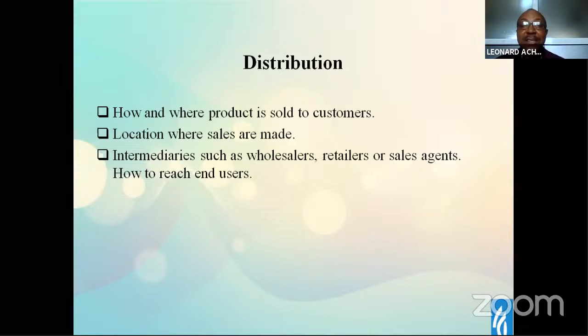Then we also want to look at the location where the sales are made. The location where the sales are made is very important. How accessible is the place? What facilities do they have? And how do you communicate with them? The location is very vital. It determines so many other factors that come into place. Then we also have the activities of the intermediaries, such as the wholesalers, retailers, sales agents. These are the how that you can reach your customers or the end users.